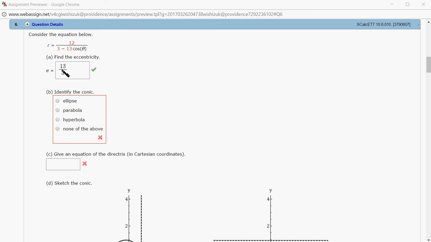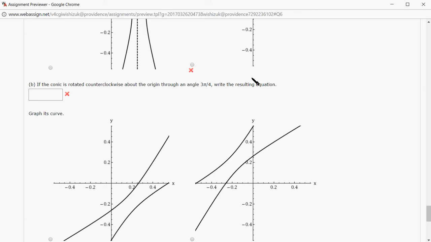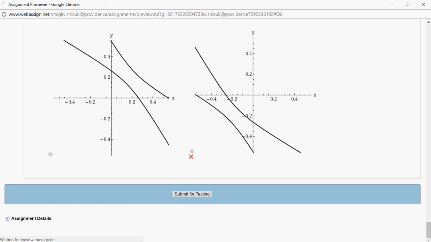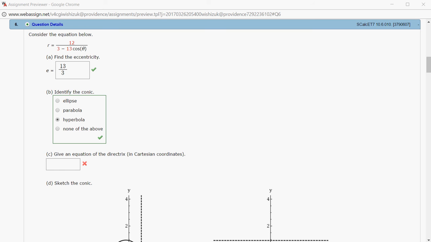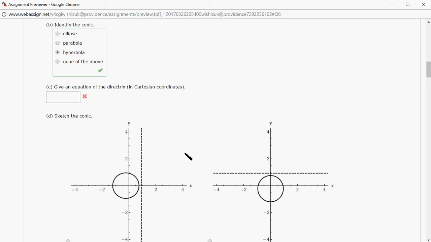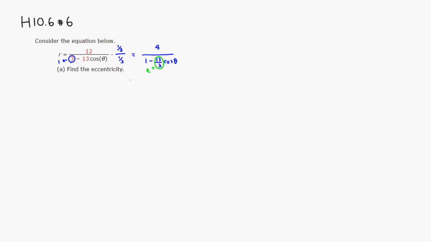Since e is greater than 1, it looks like it's going to be a hyperbola. So let's check the answer. Submit for testing. It came back, and it looks like we got part B correctly as well. And then we want to find an equation of a directrix. So let's find that.